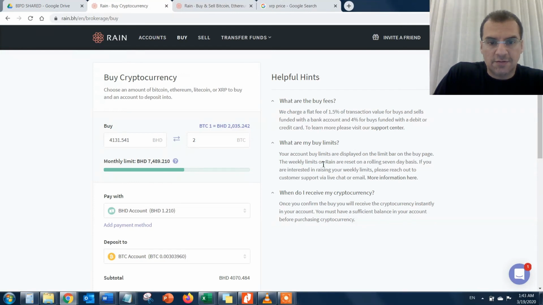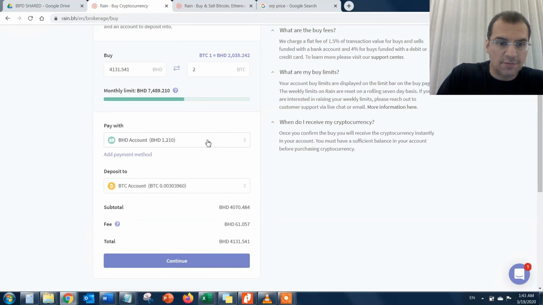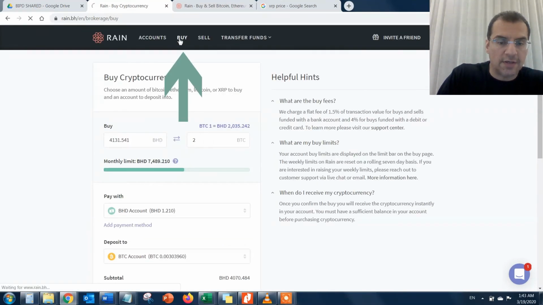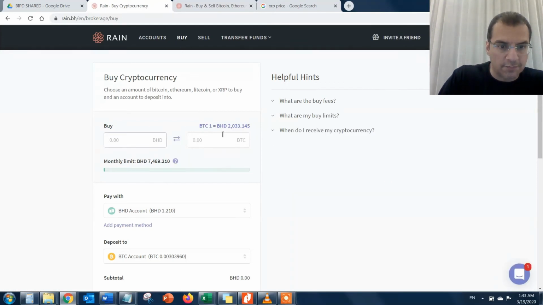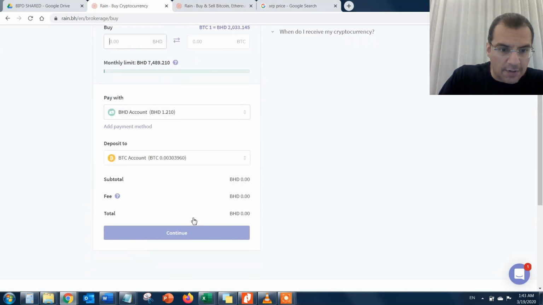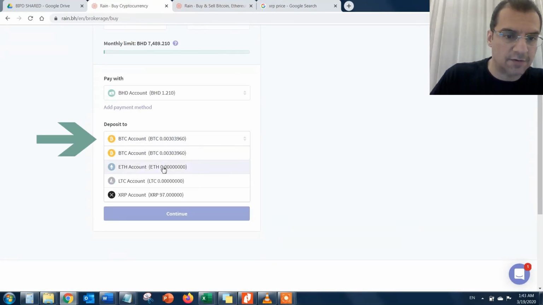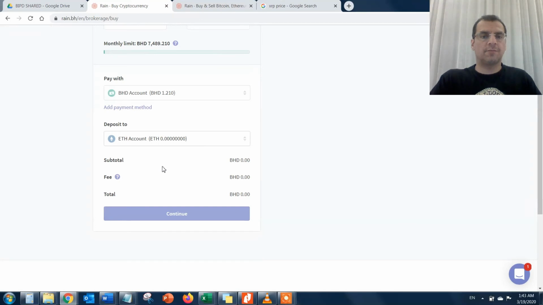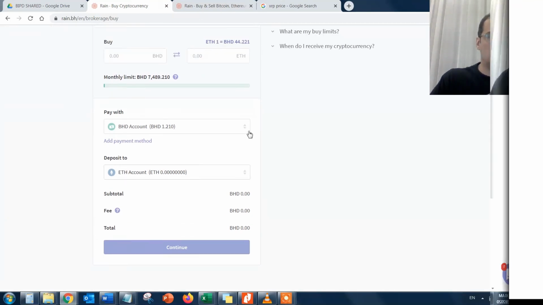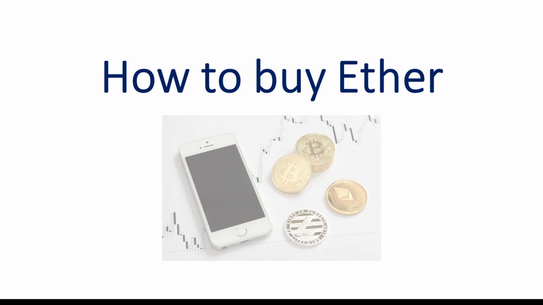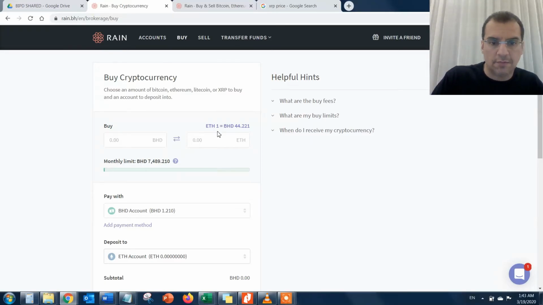So what else is there? This is essentially how it works. Obviously, if you want to buy a different cryptocurrency, you can. So you just go back here. Let's say I want to buy, for example, not Bitcoin, but Ether. Ether is a different cryptocurrency with a different blockchain. So in this case, you want to buy Ether. So again, here's the conversion rate. 1 Ether is equal to 44.221 BD.